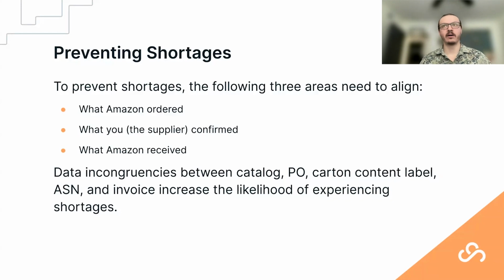And a key call out, and why it's big and bold here, is that data incongruencies, so data mismatches between the catalog, the purchase order, the carton content label, the ASN, and the invoice will increase the likelihood of experiencing shortages. So basically, any type of discrepancy through that end-to-end life cycle is going to cause problems, and it's going to cause a misalignment between what you ordered, what you confirmed and shipped, and what Amazon ultimately received at the end of the day. So let's talk about this some more.